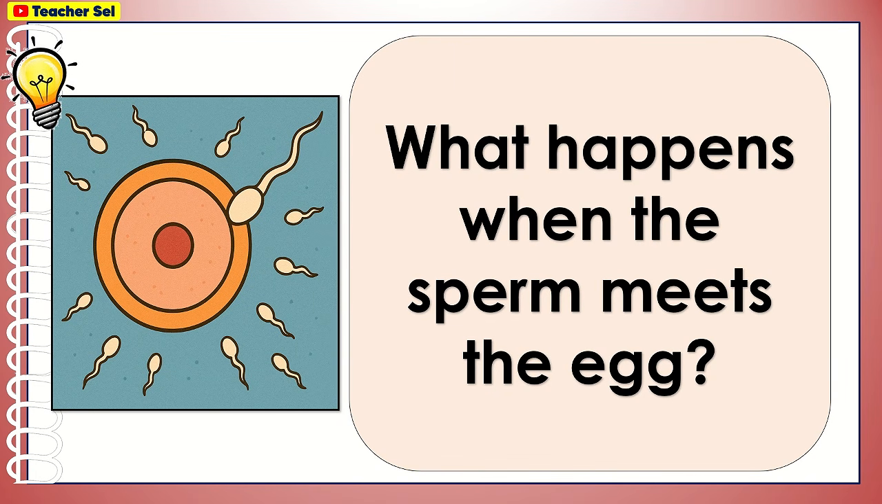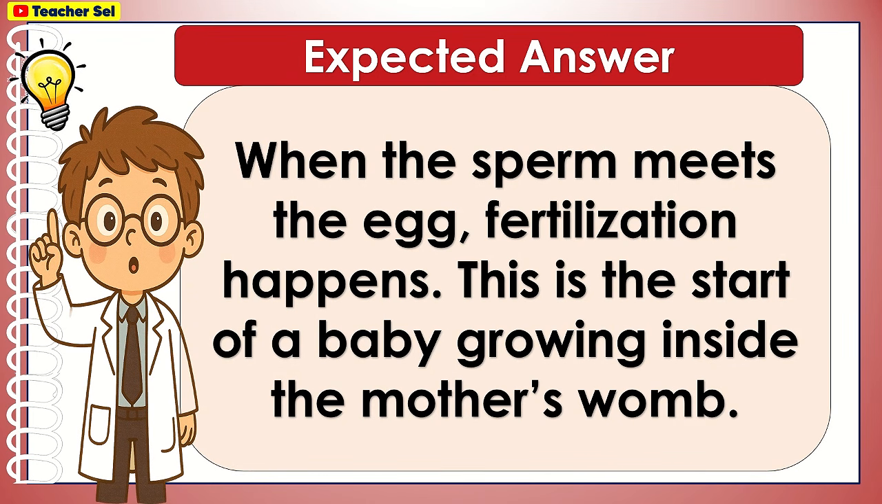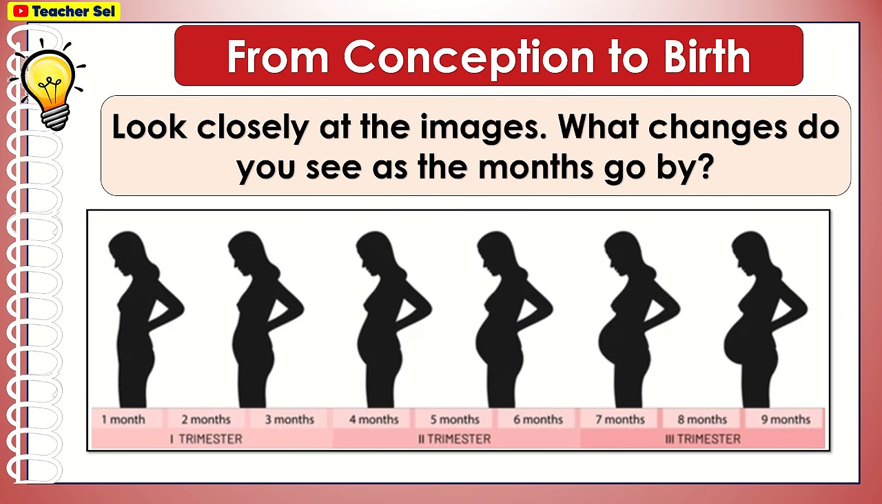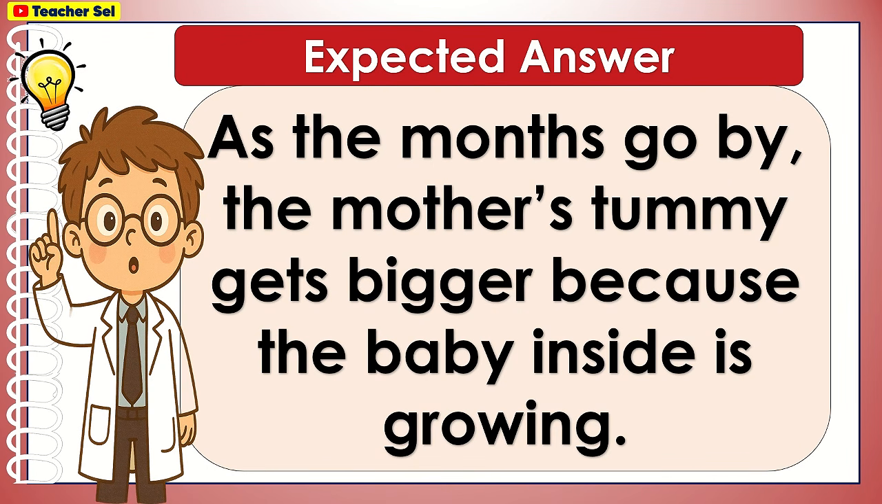What happens when the sperm meets the egg? When the sperm meets the egg, fertilization happens. This is the start of a baby growing inside the mother's womb. From conception to birth. Look closely at the images. What changes do you see as the months go by? As the months go by, the mother's tummy gets bigger because the baby inside is growing.